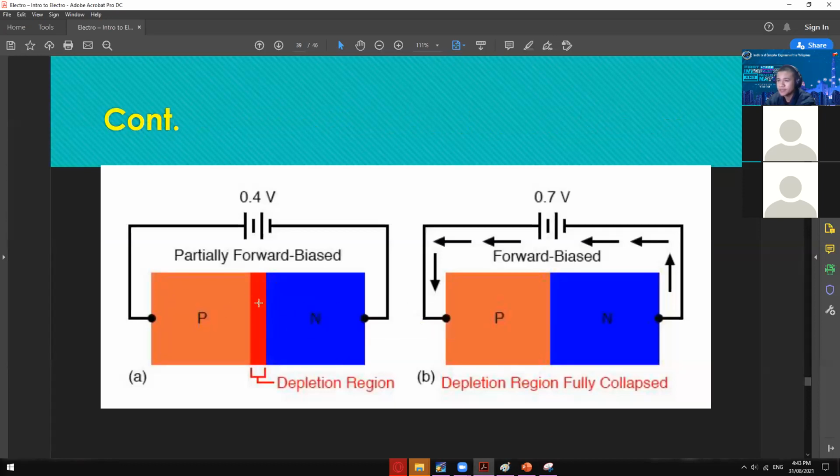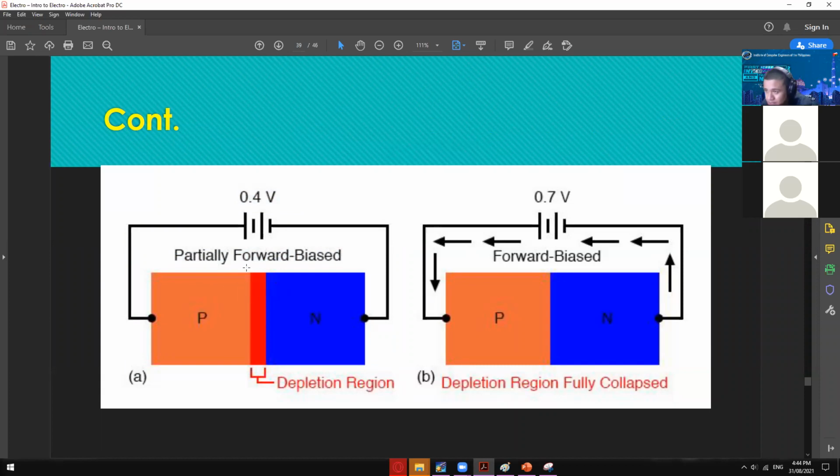Okay, so continuation. We have this partially forward bias. In here, it's only trying to say that in order for you to be able to make a diode work, you must have enough battery, or enough voltage source. So if you only have 0.4 volts as your source, then hindi siya enough para itulak yung depletion region natin. So again, if we have a flow of current, yung depletion region na yan, liliit ng liliit. The narrower, the more current that it can flow.